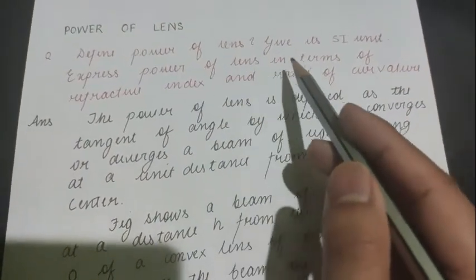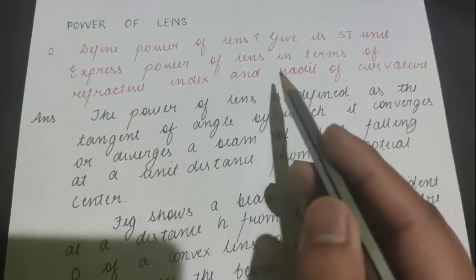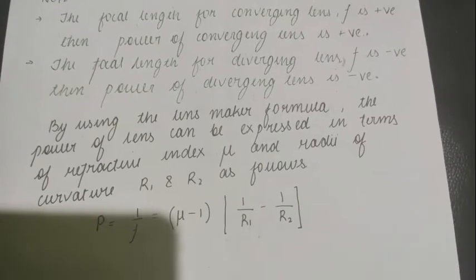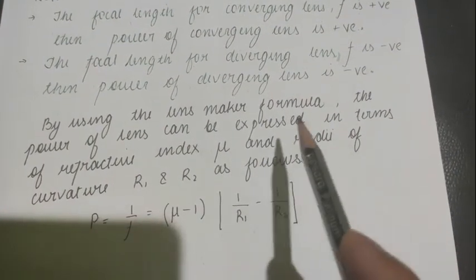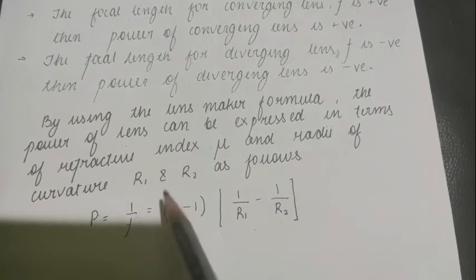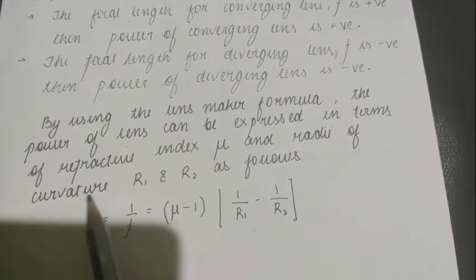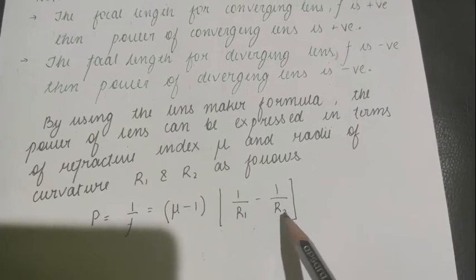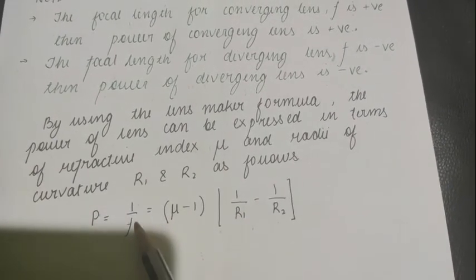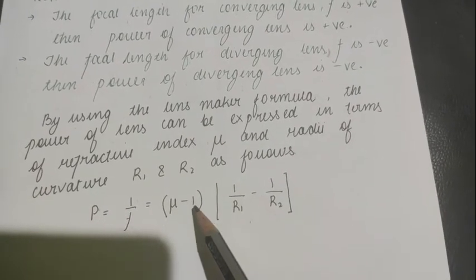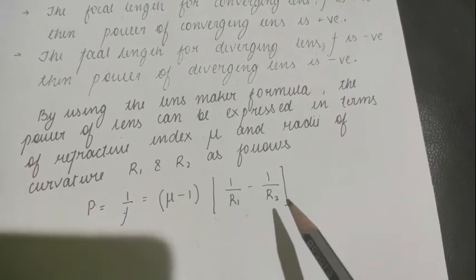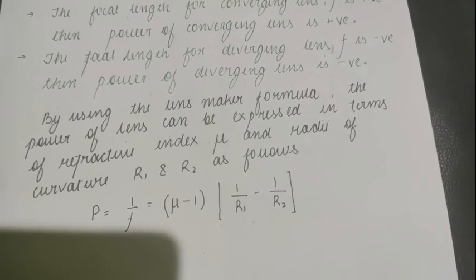Express power of lens in terms of refractive index and radii of curvature. So by using the lens maker formula, the power of lens can be expressed in terms of refractive index mu and the radii of curvature r1 and r2. So P equals 1 by f, which in turn equals (mu minus 1) times (1 by r1 minus 1 by r2). So if you have any confusion, you can ask.